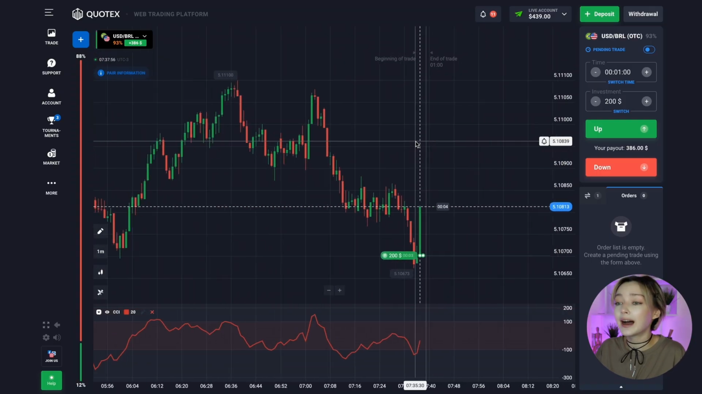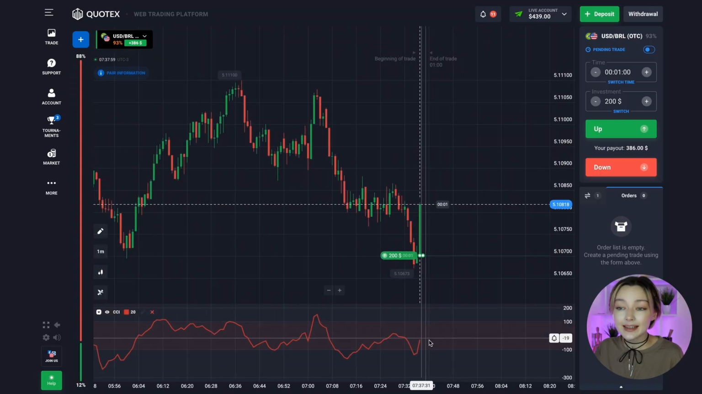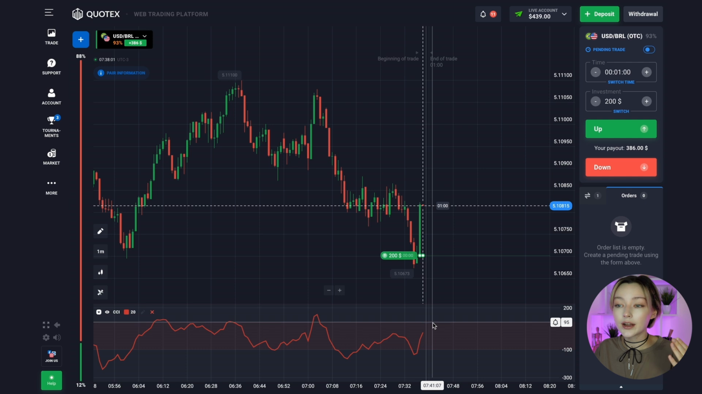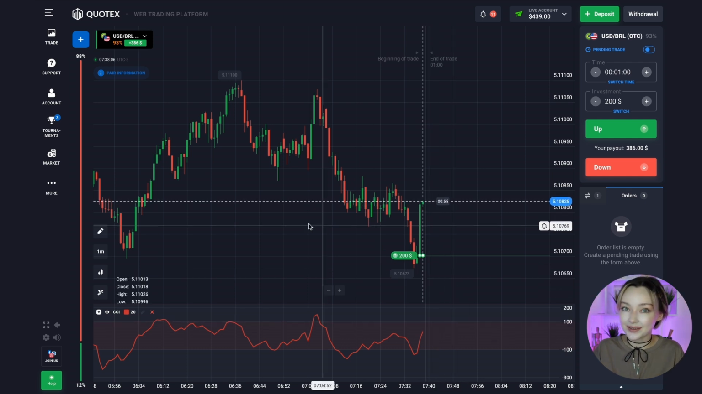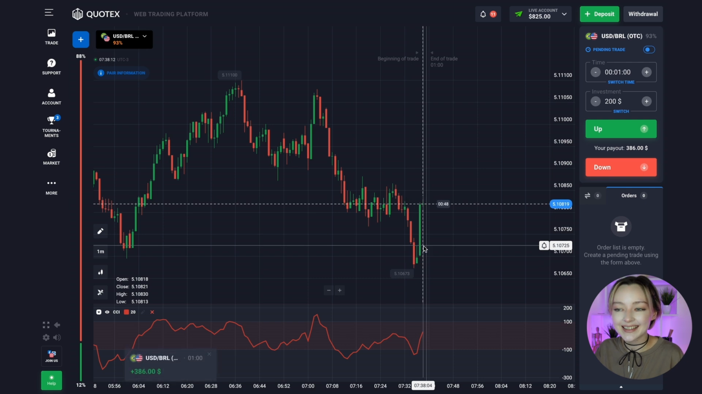Downward trades work by the same principle. However, if that's the case, we want the CCI indicator to be higher than the area of 100. Then we've made a deal at the resistance level. So we're getting the second profit.